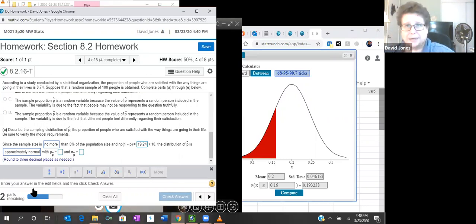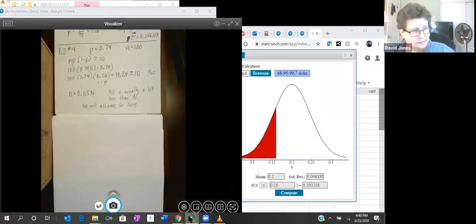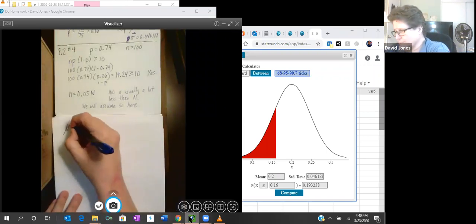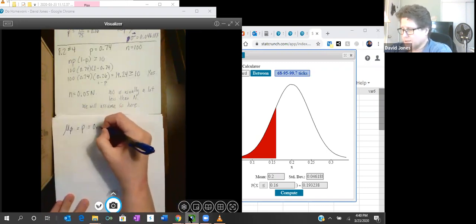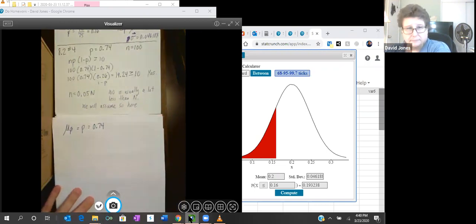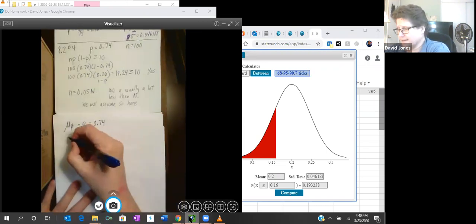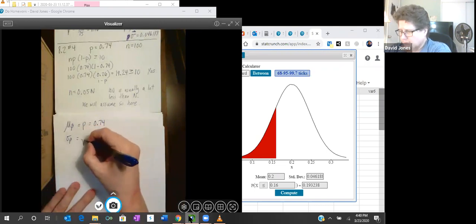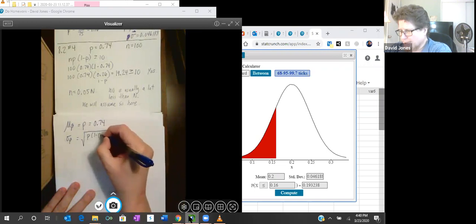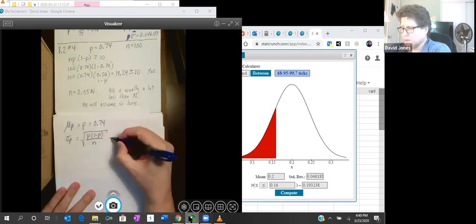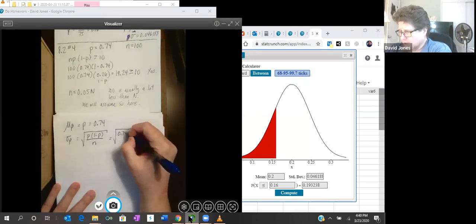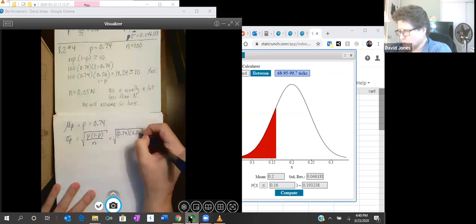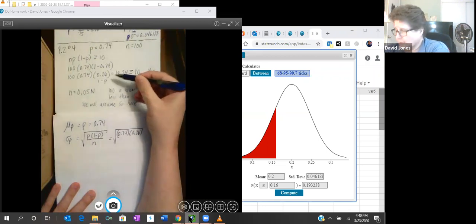Okay, so let's go back to our camera. They want mean and standard deviation. Well, what was the mean of p hat? This is actually equal to p, which was 0.74. Standard deviation was the square root of p times 1 minus p over n. We have 0.74, and we did the 0.26 up here. That was 1 minus p, over 100.